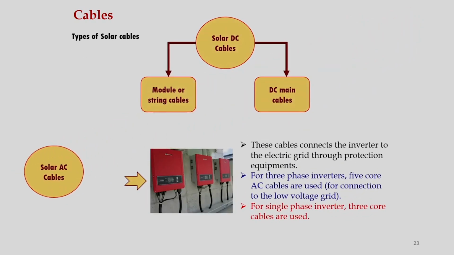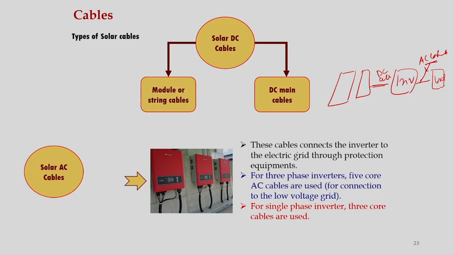Let us learn what are solar AC cables. Already we know that once we have an inverter, what we can consider here: we have modules, then we have the inverter, then we have cables, and then it goes to the load or maybe the grid. So, this cable is the DC cable, and this is the AC cable. So, what are we talking about with this AC cable?